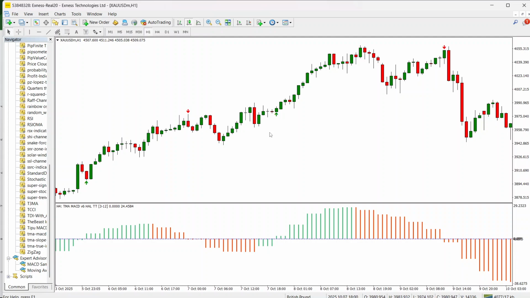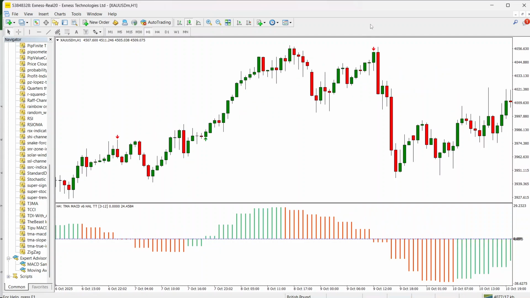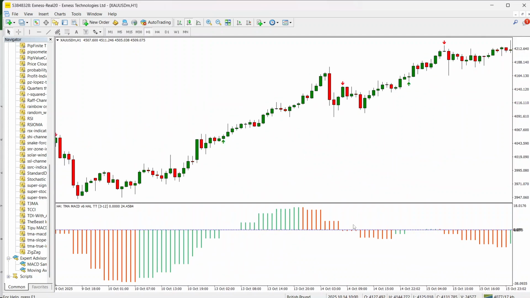For bearish signals, traders look for the histogram turning negative with downward arrows signaling potential downtrend. As we can see here on the chart, a downward arrow and a negative histogram.